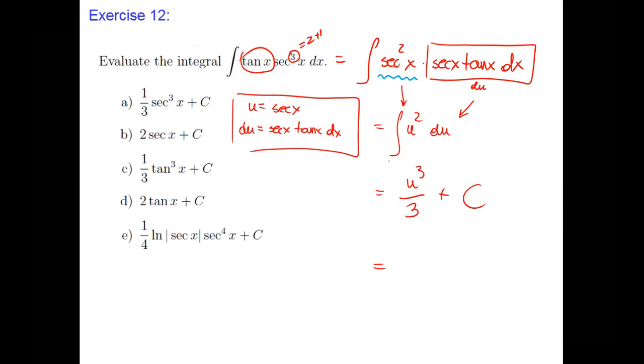A. Excellent, because we did play with secant. It's 1/3 secant cube of x plus the constant of integration. A, thank you. You see how nice? Nice, yeah, nice, easy week. Okay, let's see. I think I have another one.